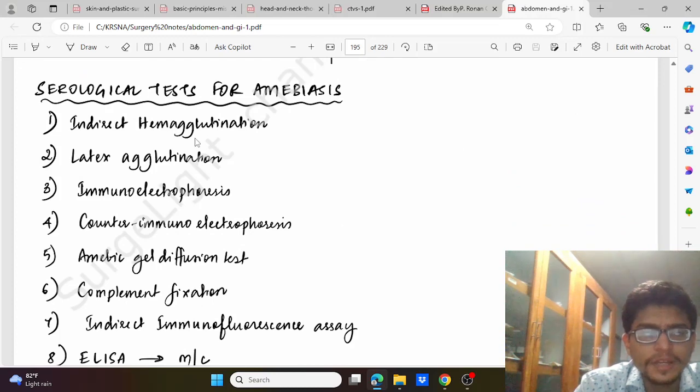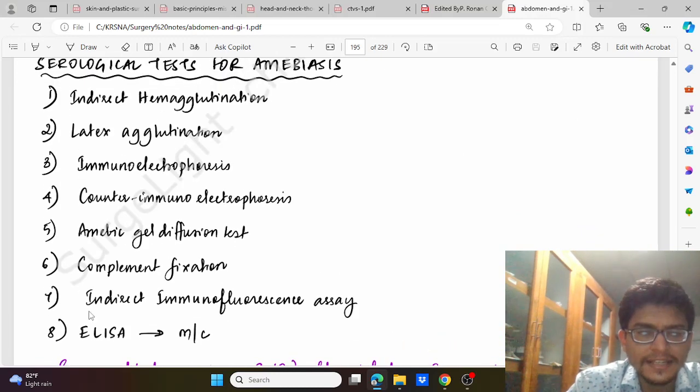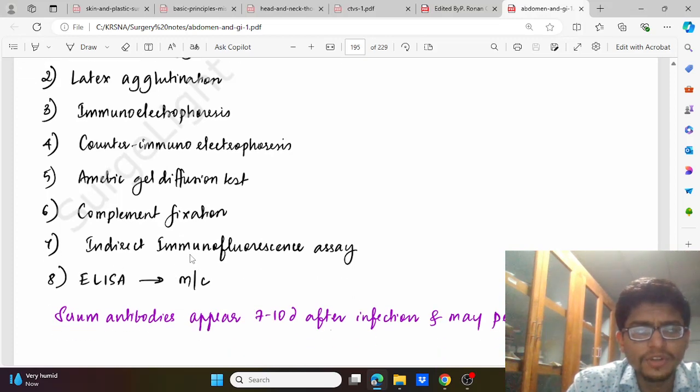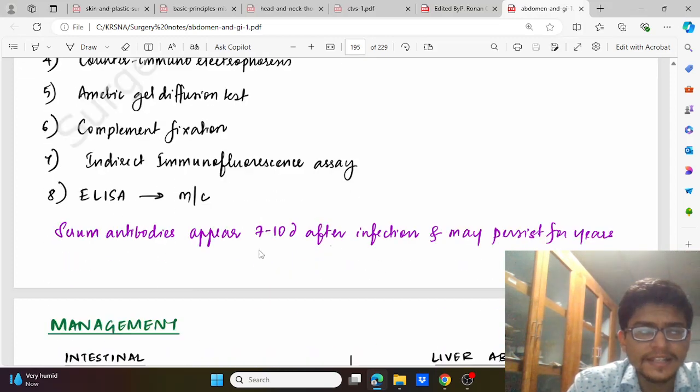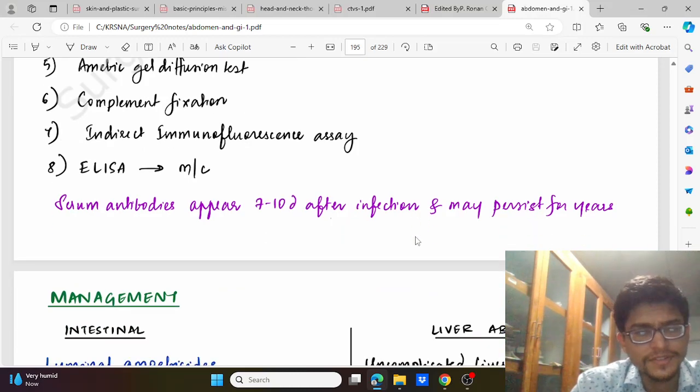The serological test which is most commonly done is the ELISA, enzyme linked immunosorbent assay. Others include indirect hemagglutination, latex agglutination, immunoelectrophoresis, counter immunoelectrophoresis, amoebic gel diffusion test, complement fixation, and indirect immunofluorescence assay. The serum antibodies appear 7 to 10 days after infection and may persist for years.